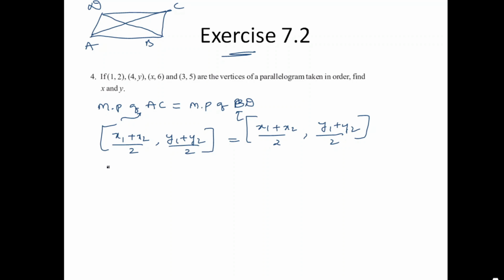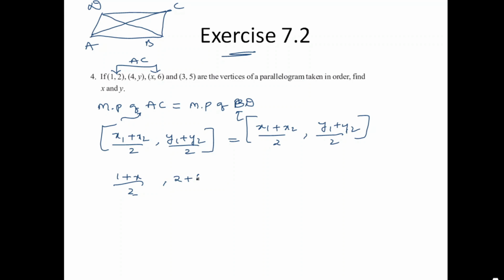Am I clear? So let me just substitute the values. I'll get 1 plus x. See, this is your A to C. Okay, this is your AC. I can write here 2.